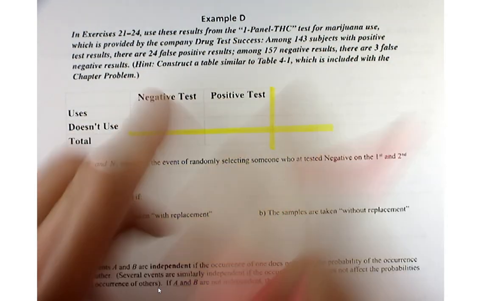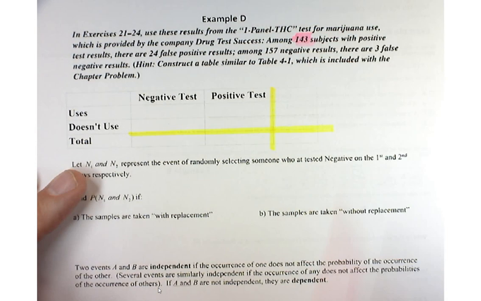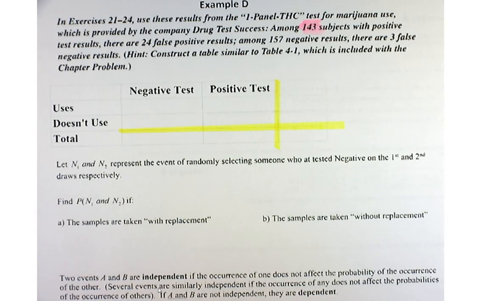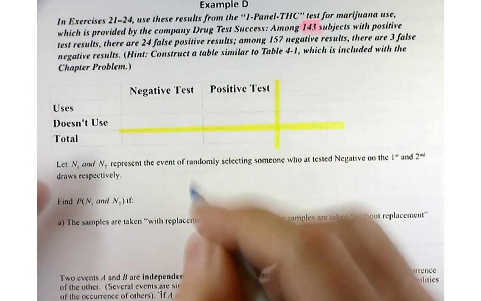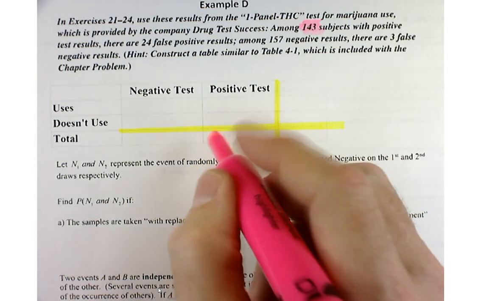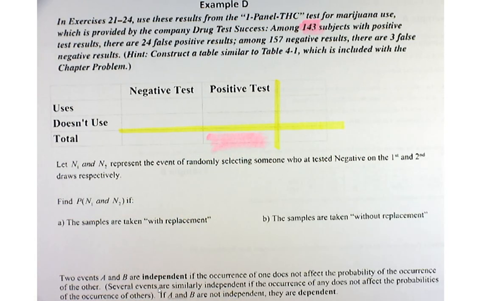143 subjects tested positive. Where am I going to put that number? The total for positive. Perfect. So that number goes right down here. So 143.